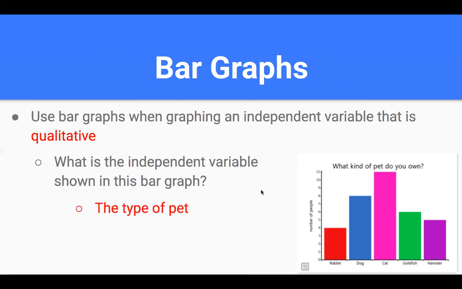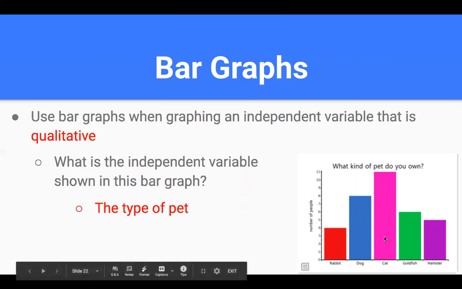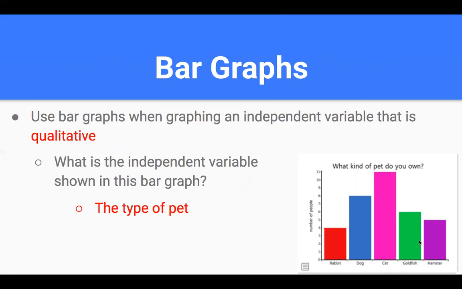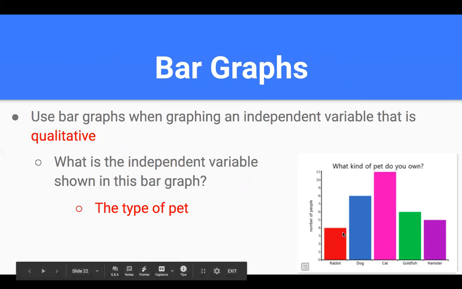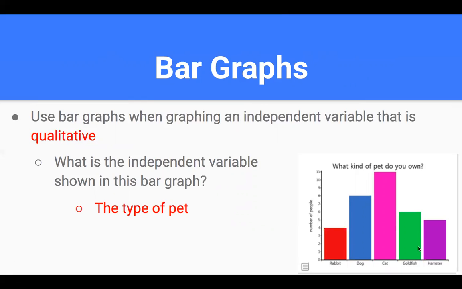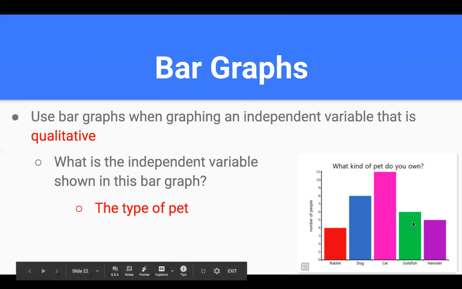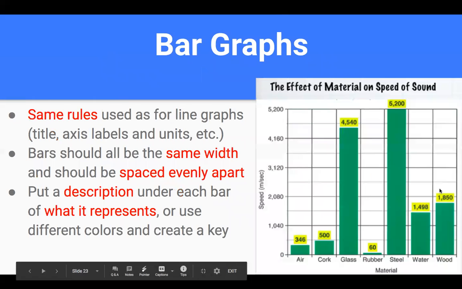The bar graph shows us a type of pet: a rabbit, dog, cat, goldfish, hamster. These are things that we observe with our eyes. We can see the rabbit, dog, cat, goldfish, hamster. But that itself is not a number. A goldfish is not a number. The number of people that own goldfish is a number, but we're looking only at the x or independent axis. And what's on the x-axis is something that we must collect using our eyes, making it qualitative.